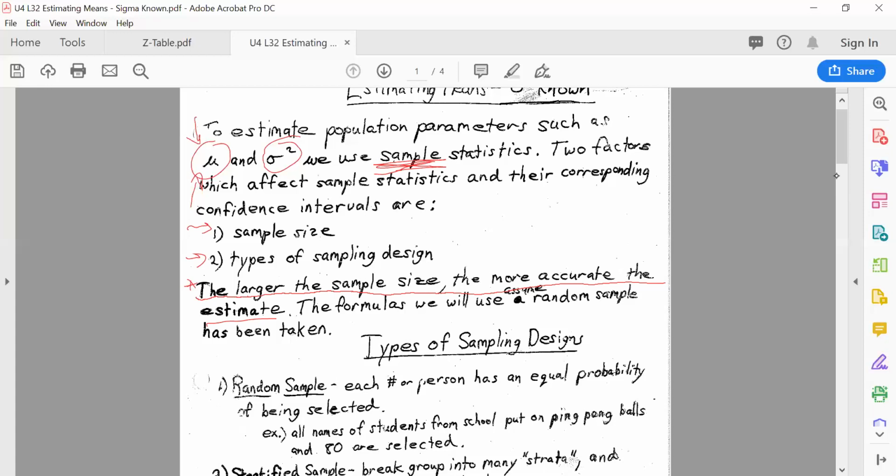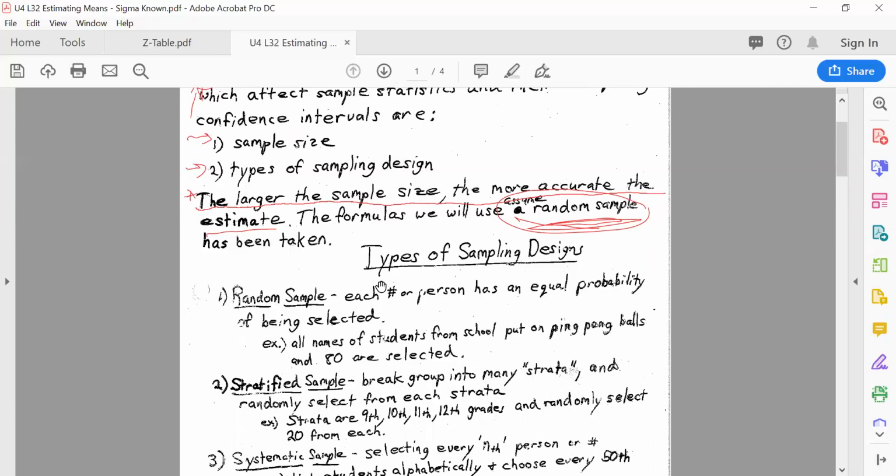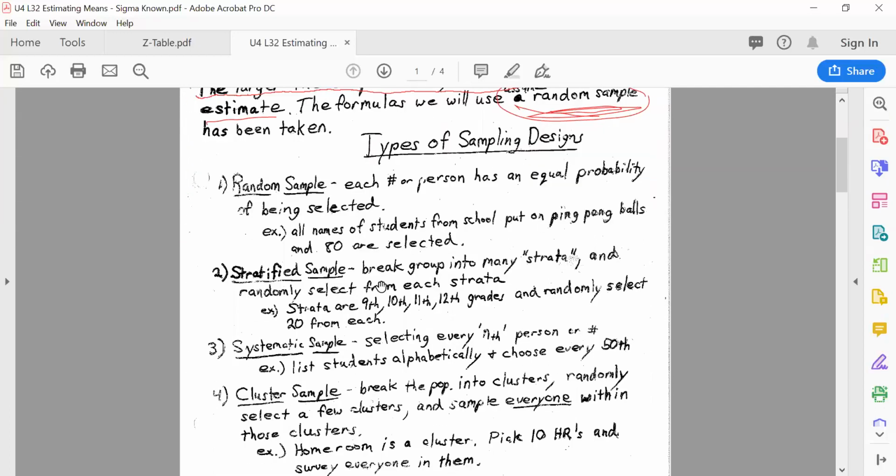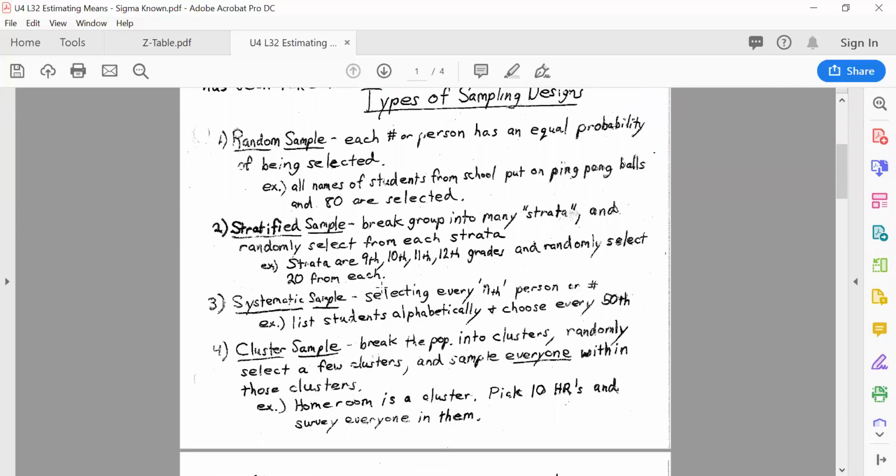These formulas will assume that a random sample has been taken. You could take an absolutely massive sample, but if it's not random, it's nothing. History has taught us that biased samples produce bogus results. No, not bogus, not accurate results. There we go, better way to say it. Types of sampling design. What are ways to sample from a population? Well, I'm going to go over it right here on the second half of this page.